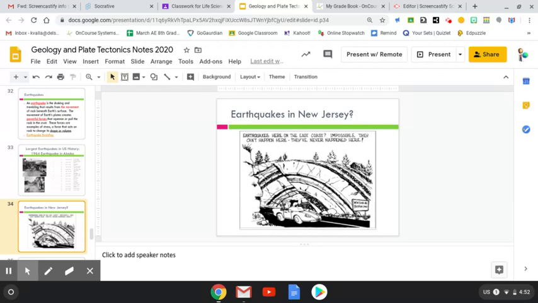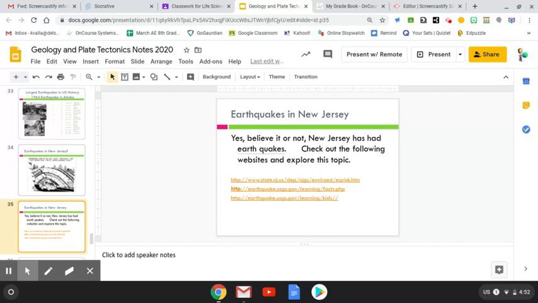You can see another little graphic there too. So yes, believe it or not, New Jersey has had earthquakes. We're not on a plate boundary, but a lot of times we can actually feel the aftershocks of that. These are some resources if you want to learn more about earthquakes.